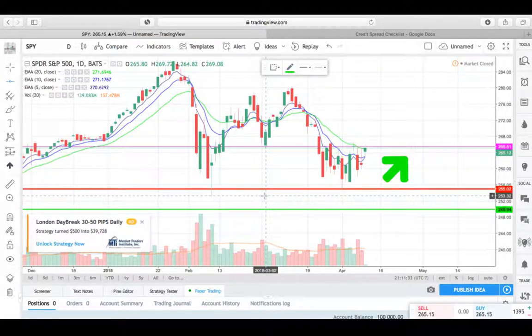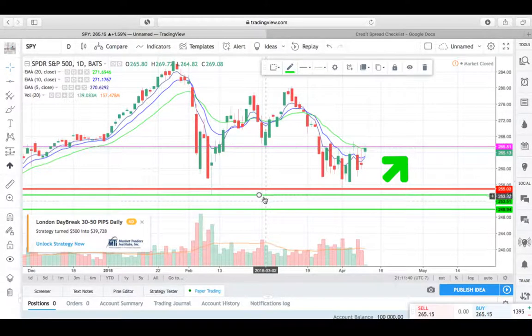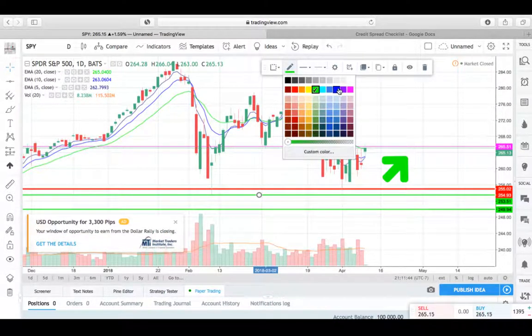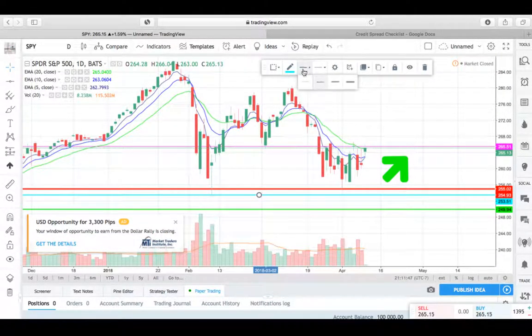So 255 minus the $1.50 is 253.50. Let's see if I can turn that to some neutral color. We're just going to turn it blue. So if it came all the way down and penetrated 255, which is a short strike, but we took in a $1.50 credit, that means we can come all the way down to 253.50 when we break even.